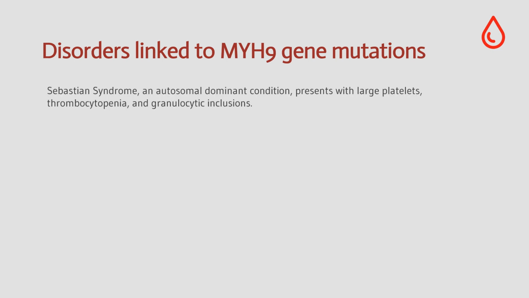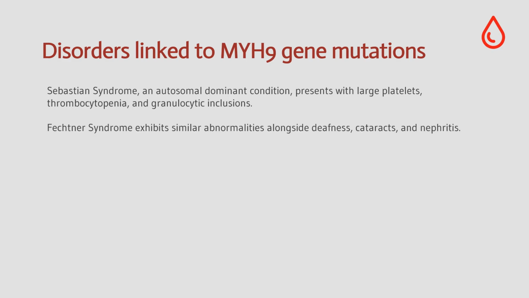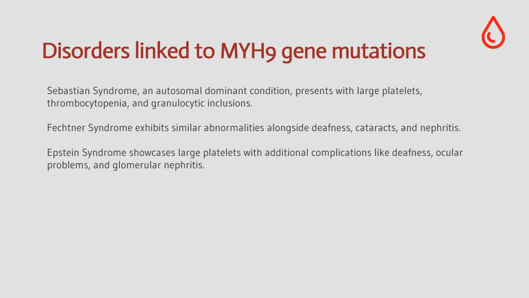Sebastian syndrome, an autosomal dominant condition, presents with large platelets, thrombocytopenia, and granulocytic inclusions. Fechtner syndrome exhibits similar abnormalities alongside deafness, cataracts, and nephritis. Epstein syndrome showcases large platelets with additional complications like deafness, ocular problems, and glomerular nephritis.